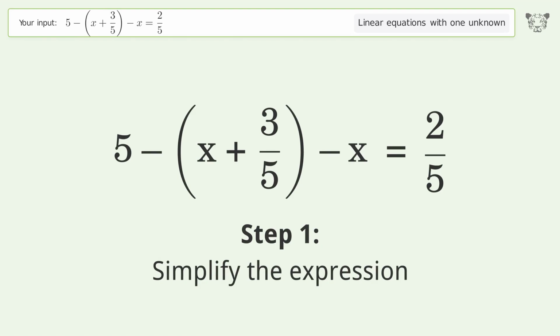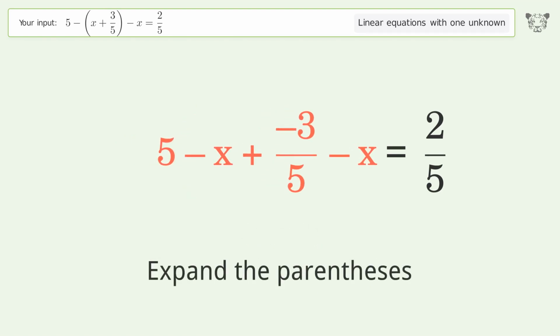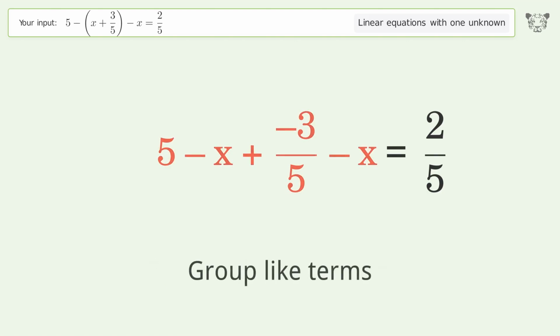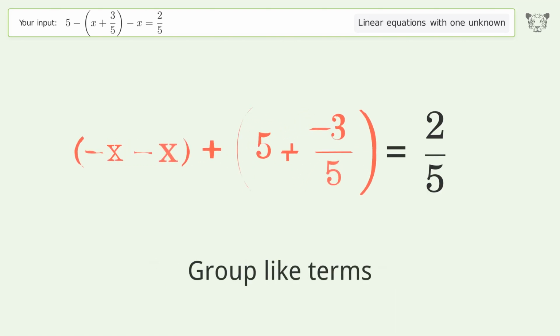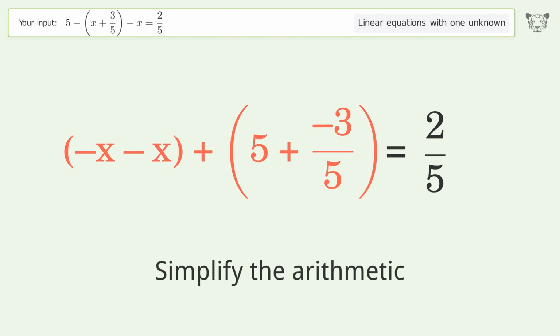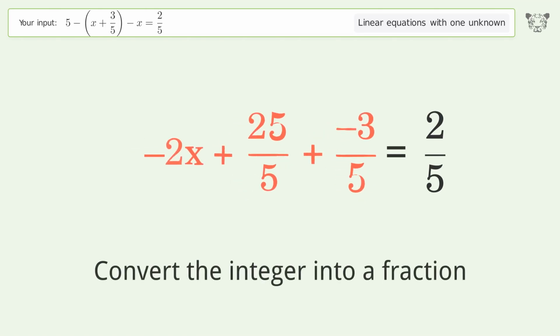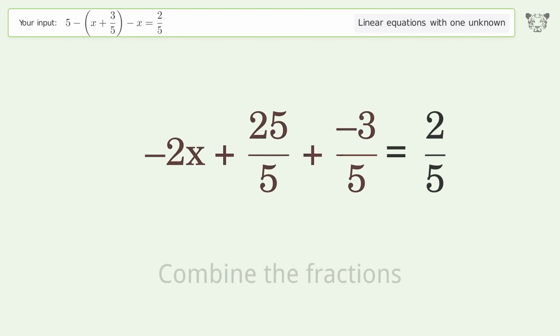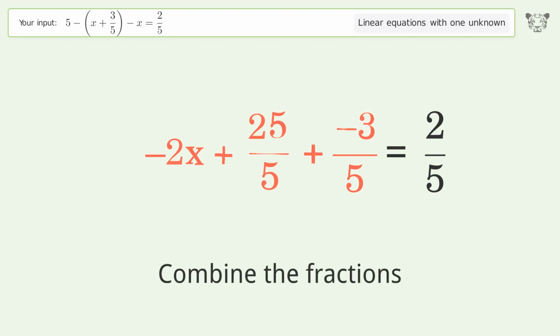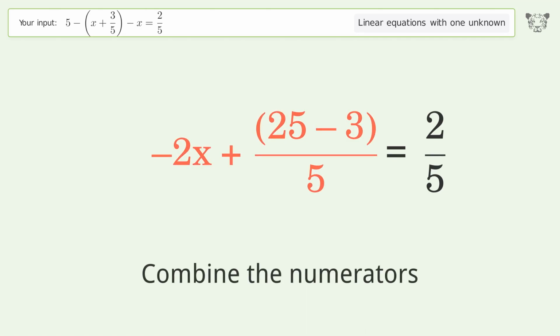Simplify the expression. Expand the parentheses. Group like terms. Simplify the arithmetic. Convert the integer into a fraction. Combine the fractions. Combine the numerators.